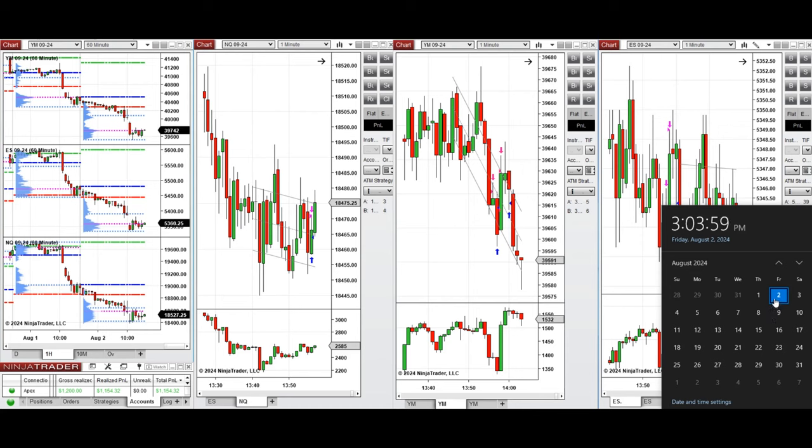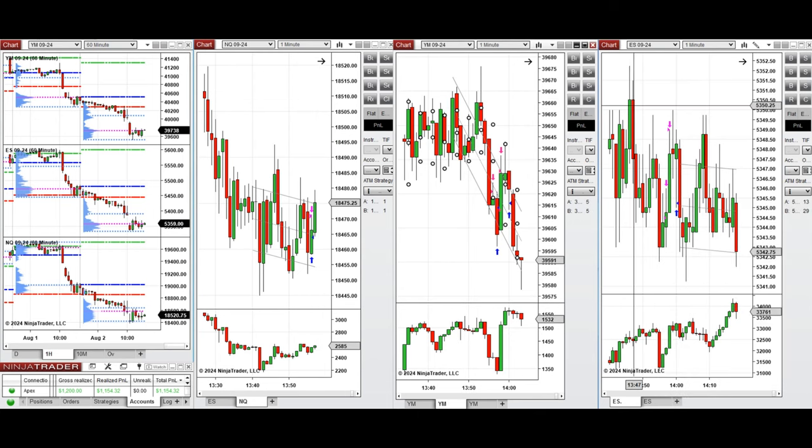Hello everyone, I'd like to share with you the trades that I have taken today on Friday, 2nd of August 2024. These trades were taken on Nasdaq, Dow Jones and S&P 500 futures.